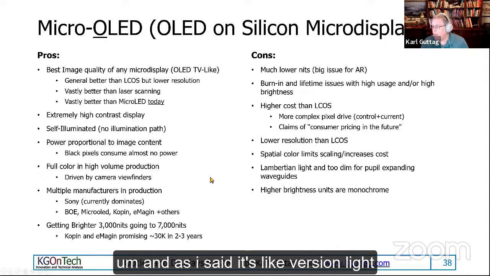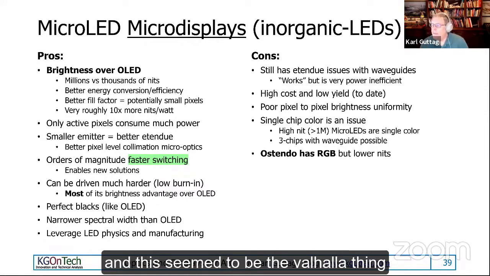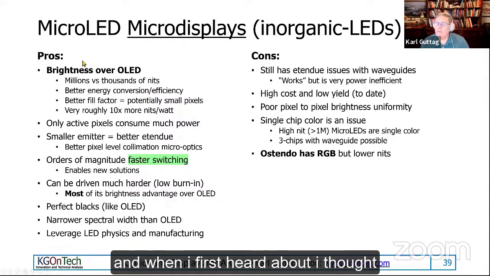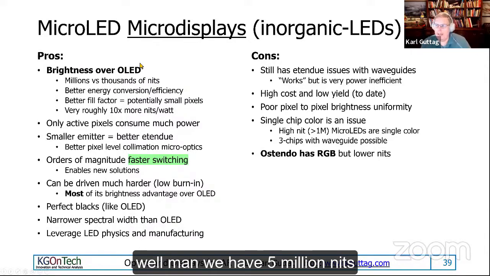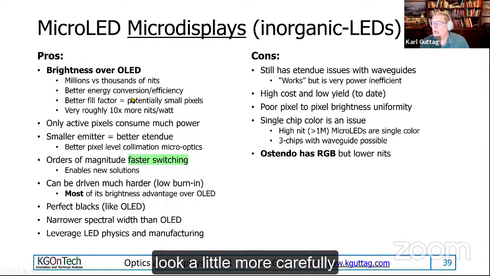And as I said, it's Lambertian light. The big talk is micro LEDs. And this seemed to be the Valhalla thing. You heard all these people talking about 1 million nits and 5 million nits. And when I first heard about it, I thought, well, man, we have 5 million nits. We can drive anything. But you've got to look a little more carefully.